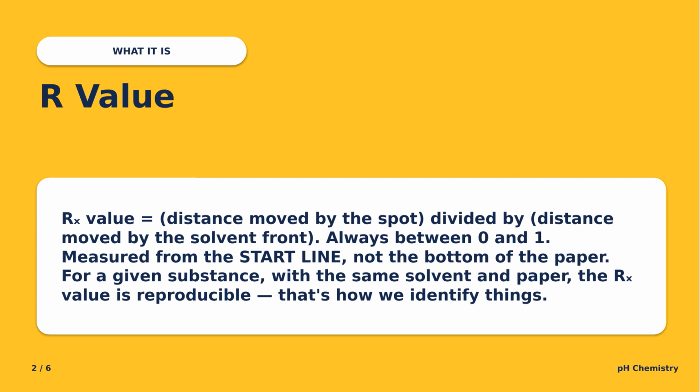The Rx value equals the distance moved by the spot divided by the distance moved by the solvent front. It's always between 0 and 1. Measured from the start line, not the bottom of the paper. So for a given substance with the same solvent and paper, the Rx value is reproducible, and that's how we identify things.